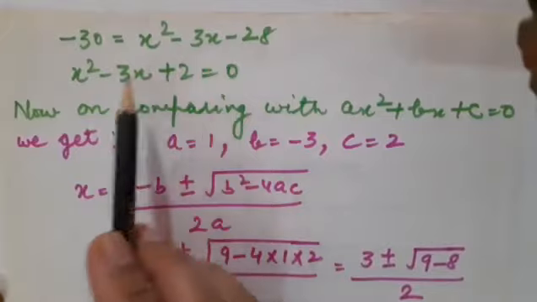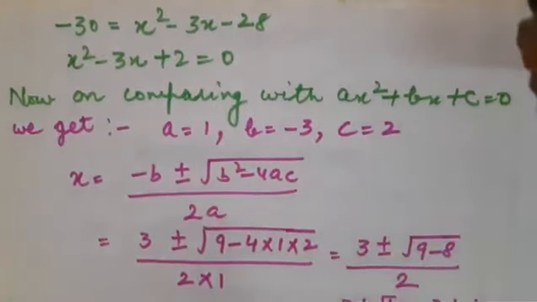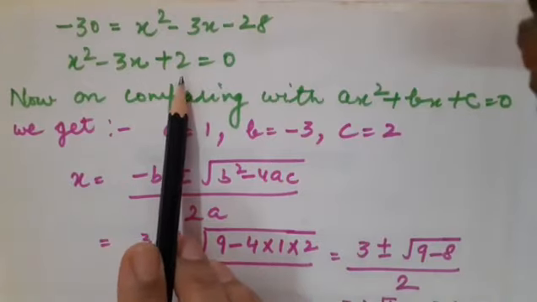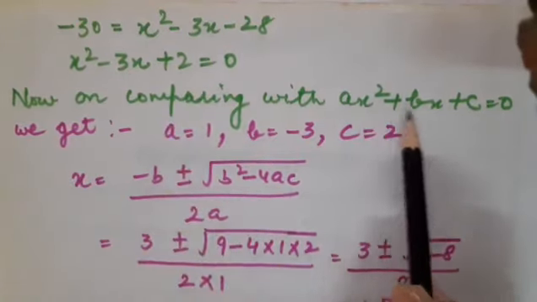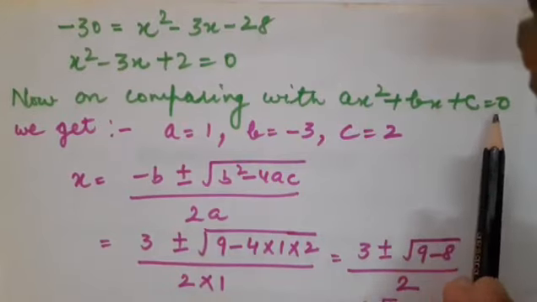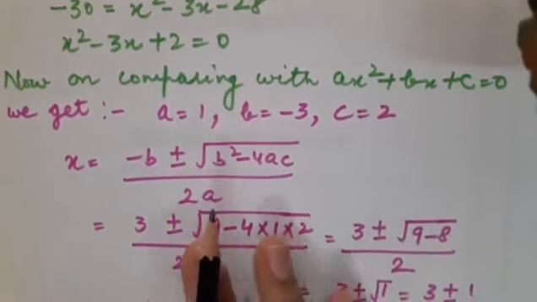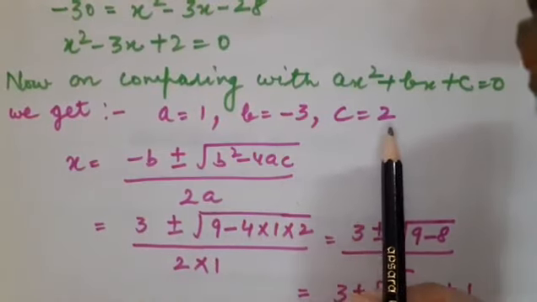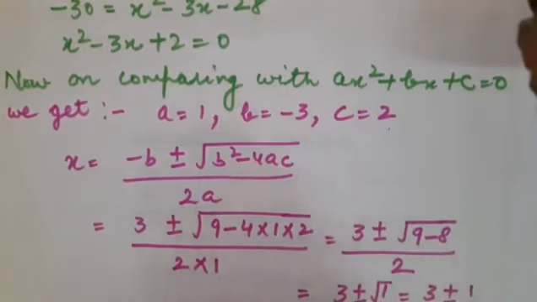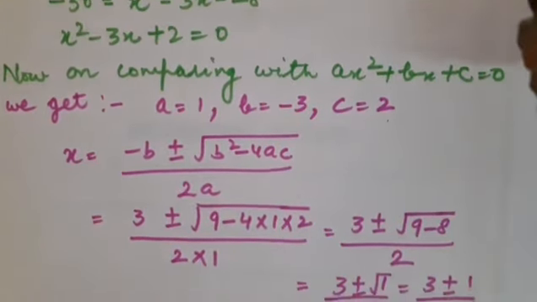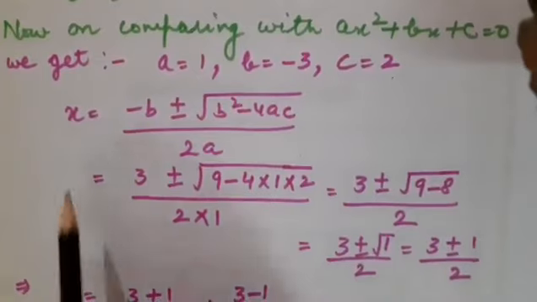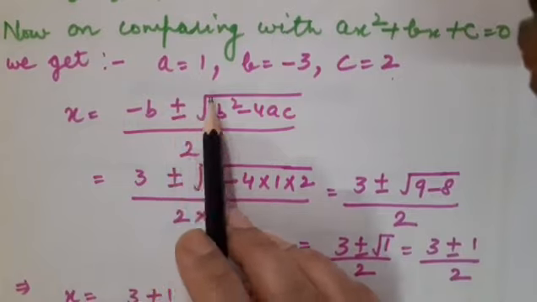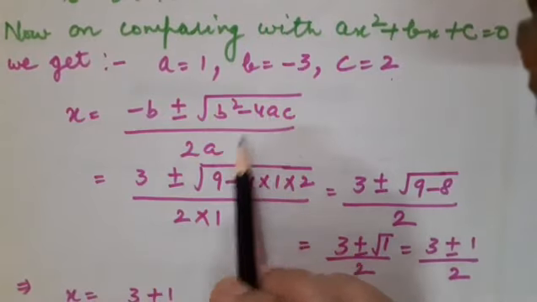So while simplifying this equation, children, now compare this equation which I have got with the generalized form, that is ax square plus bx plus c is equal to 0. So children, I have got a is equal to 1, b is equal to minus 3 and c is equal to 2. What I have to apply? I have to apply the quadratic formula. So the quadratic formula is x is equal to minus b plus minus whole under root b square minus 4ac upon 2a.